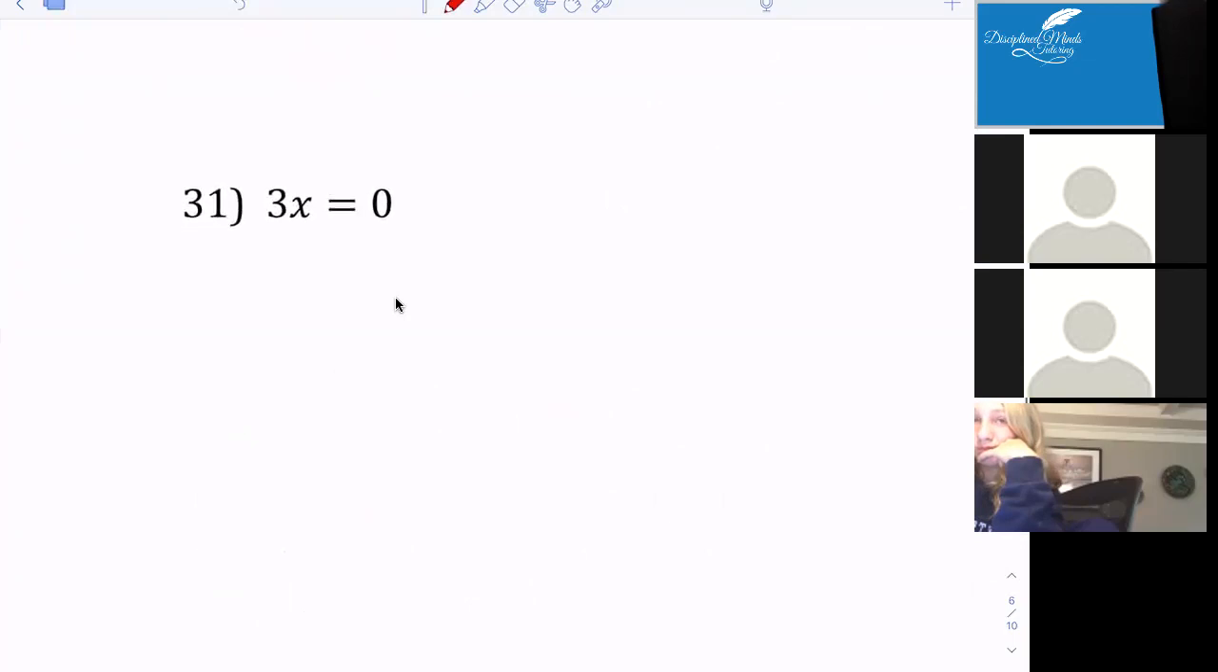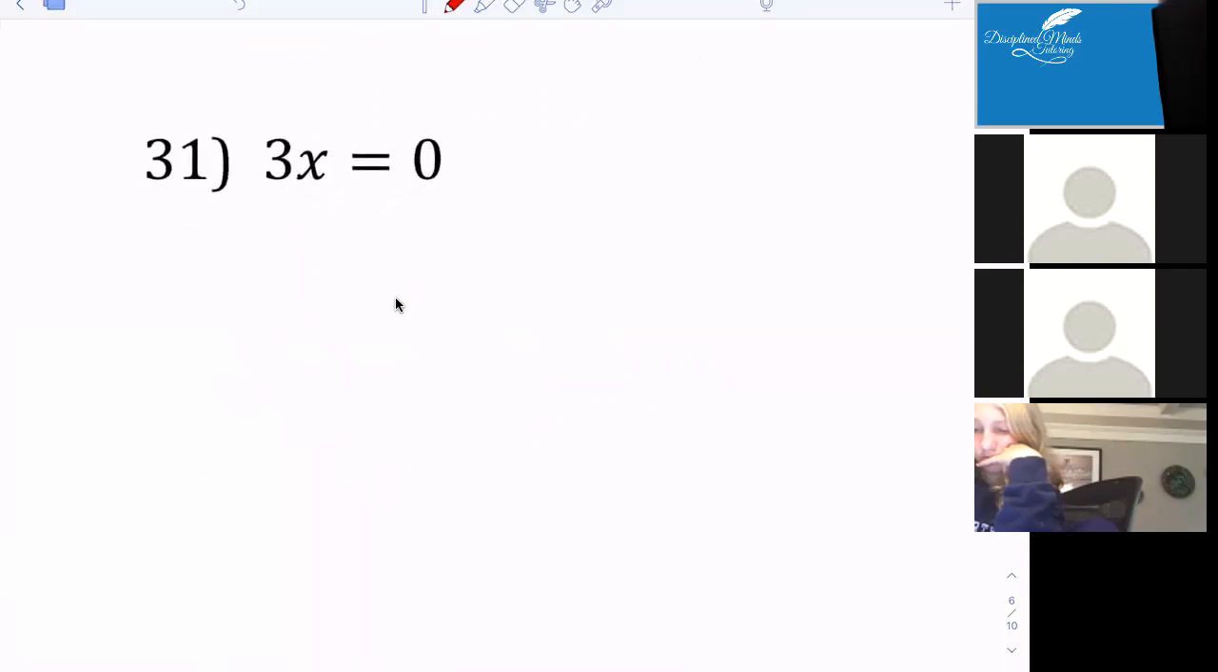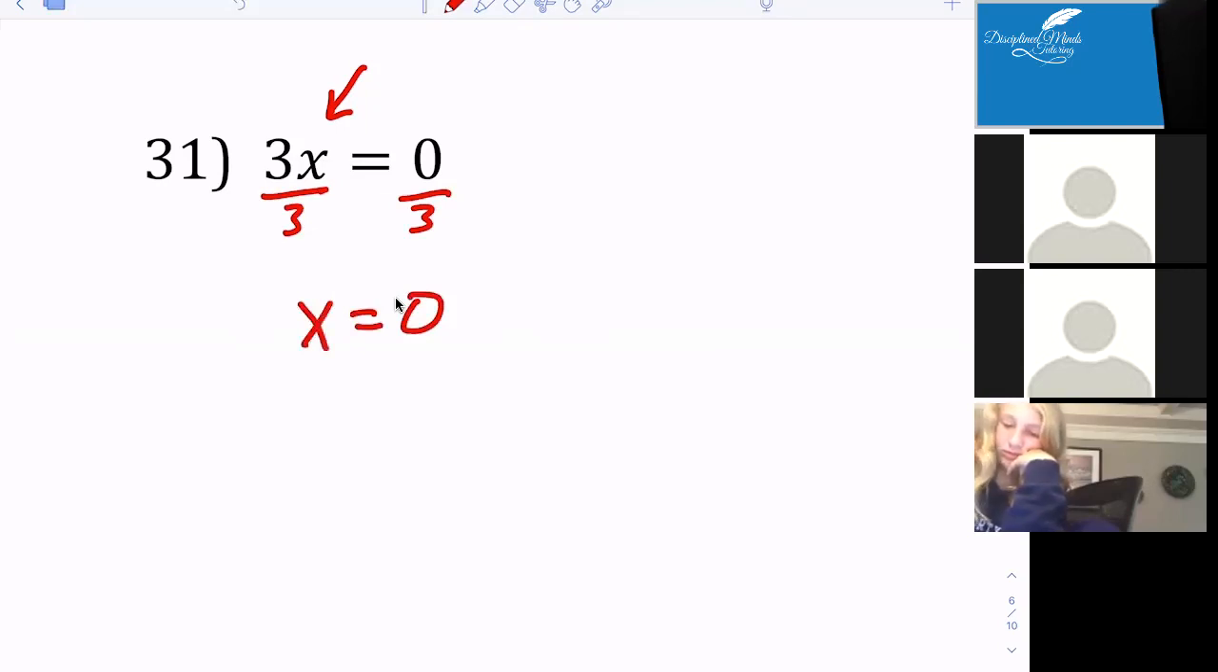Wow, 31. Something as simple as that confuses kids sometimes. No solution. Now, listen to me. No solution means there's no value of x, but if I said 3 times what is 0? Because literally we're just dividing both sides by 3, and 0 divided by 3 is 0. So that's kind of like a little trick question. Thank you. x equals 0. Everybody okay with that?